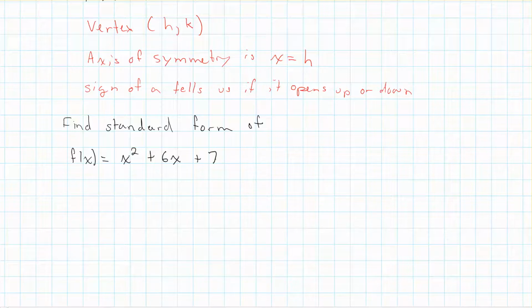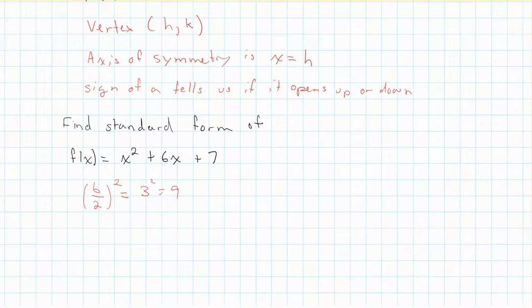Find the standard form of f of x equals x squared plus 6x plus 7. Well, to find the standard form should have looked somewhat familiar. We're going to do what's called, again, completing the square. Now there is another way to get the standard form, which we'll talk about in the next video. So if we complete the square here, we're going to look at b over 2 quantity squared, which would be 3 squared, because it's 6 over 2 squared, which is 9.